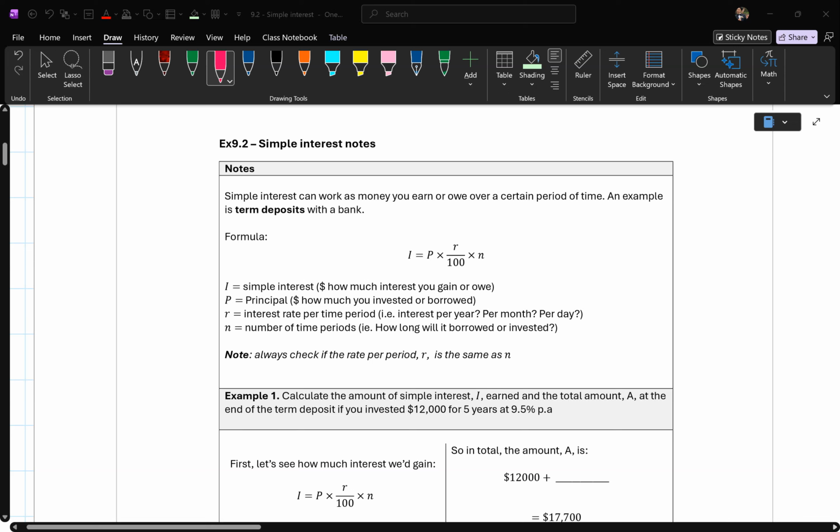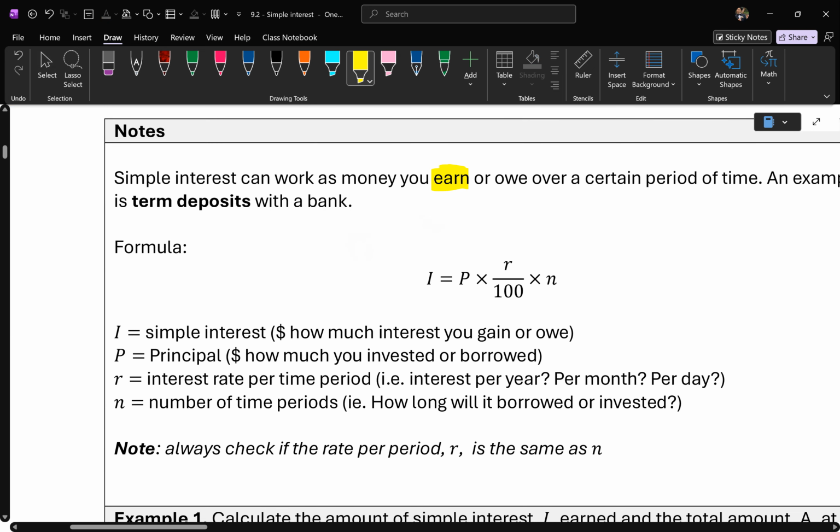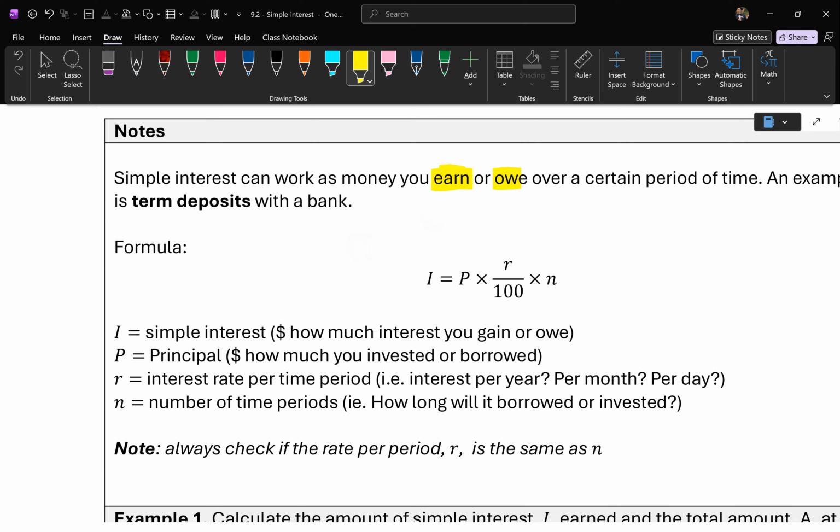All right, simple interest. Starting off with financial maths, we usually start with simple interest because it's the more straightforward concept. Then compound interest is probably more usable with your home loans, etc. Those who do general maths will use a bit more compound interest. The idea of simple interest is that you either earn or you owe money, which, like any loan, you can either invest money or you can borrow money, right?